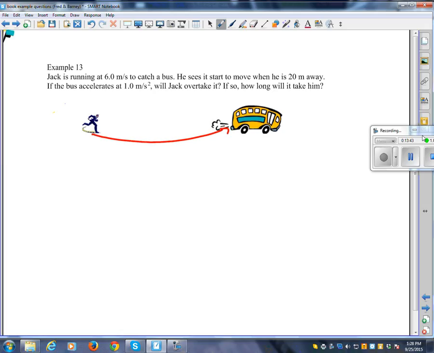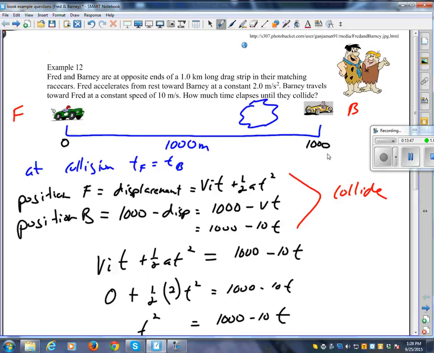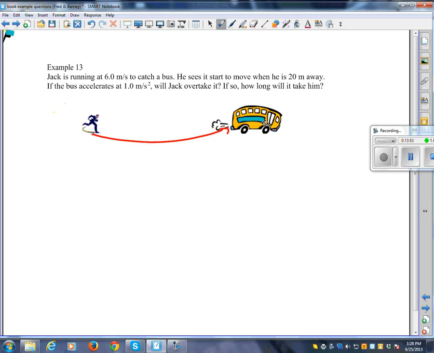Instead of going like this, right? Like Fred and Barney, I had 1,000 minus 10t. Here, the bus is going to be positive. Want to try that one on your own? Try that as a setup.